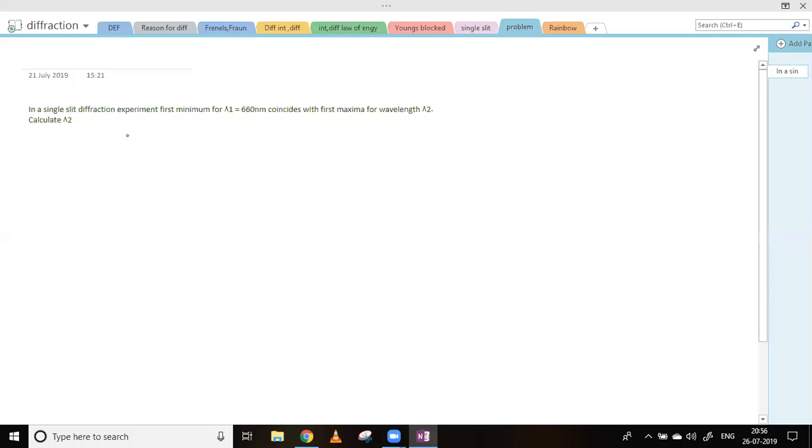So in a single slit diffraction experiment, the first minimum for lambda 1 equal to 660 nanometers coincides with the first maximum for wavelength lambda 2. Now what is the case? Here, if this is a slit of slit width a, on this a monochromatic light of wavelength lambda 1 equal to 660 nanometers is incident. Then what will happen?